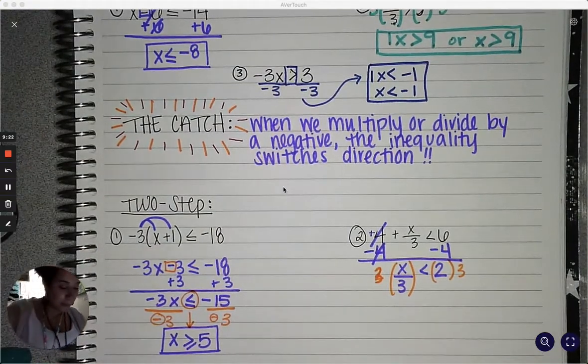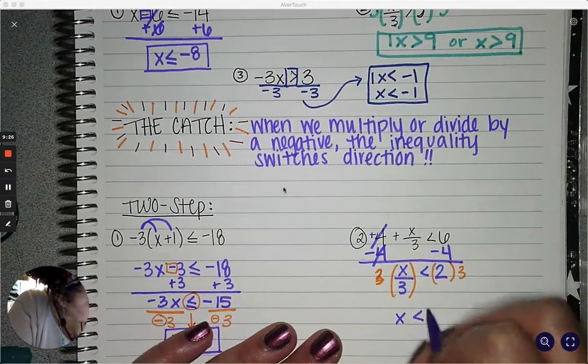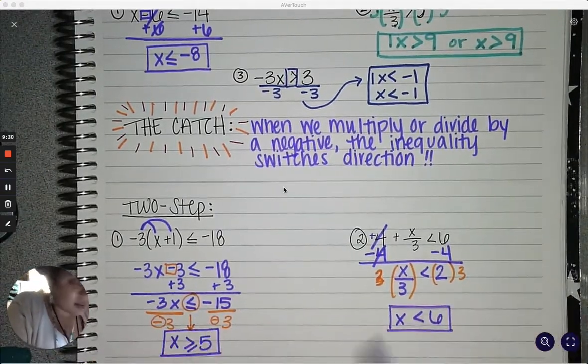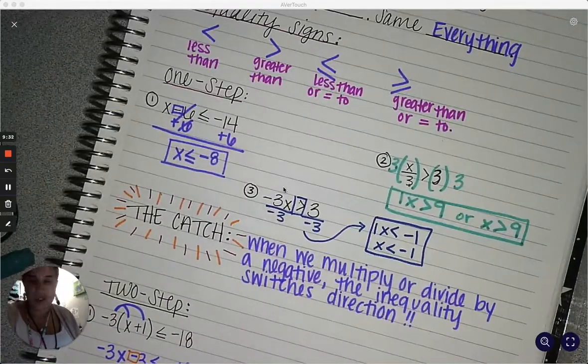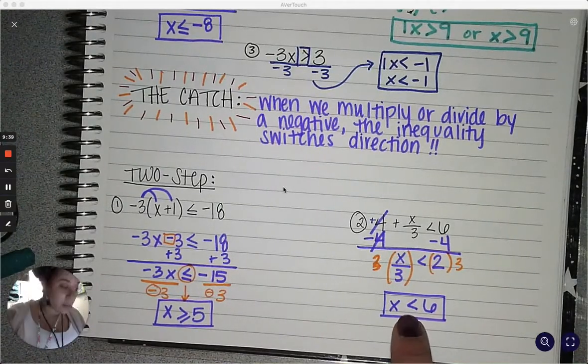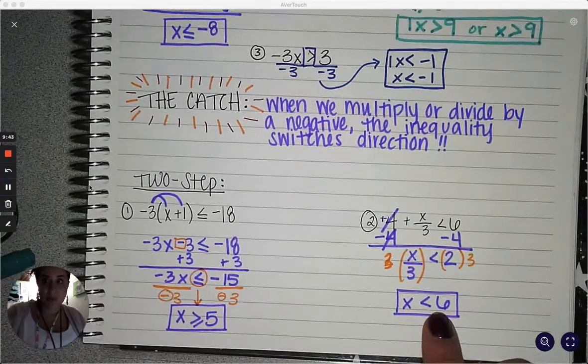All right, so we get x is less than 6. Now notice this time we didn't actually have to switch the inequality symbol because we didn't multiply or divide by a negative number. Okay?